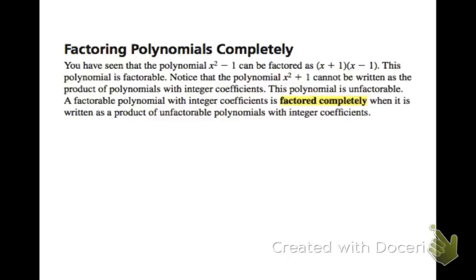So I'm going to point you in the direction of looking at those examples as well. But a factorable polynomial with integer coefficients is factored completely when it is written as a product of unfactorable polynomials with integer coefficients. So this is the key that we were missing, the piece of information we didn't have when we did 7.6. And we need to be very careful that we've factored everything completely from this point forward.